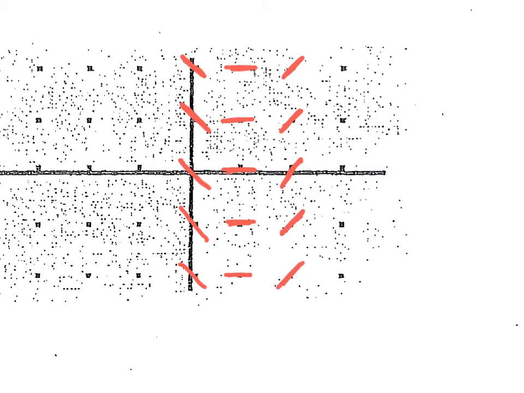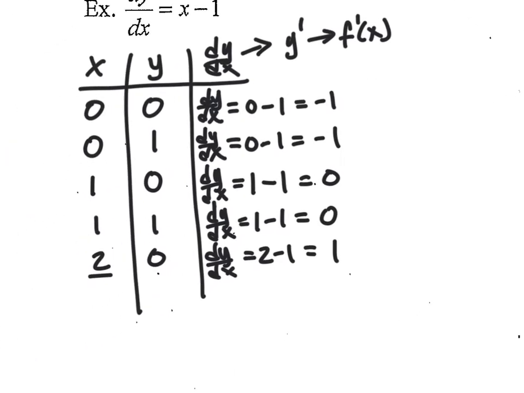Now what happens if I plug in a value of 3 into my derivative? If I plug in (3, 0), then dy/dx is going to be 3 minus 1, which gives me 2. Now this is a slope of 2. So I come onto my slope field and draw in a slope of 2. It's going to be a little bit steeper than the other points. And so we get this field of slopes.